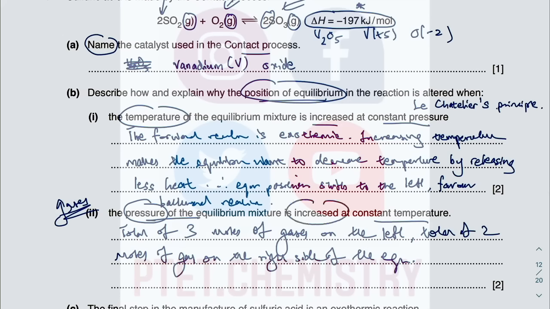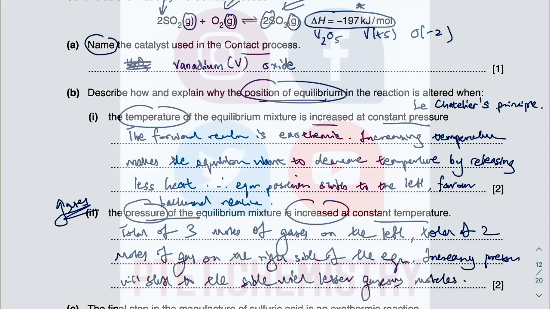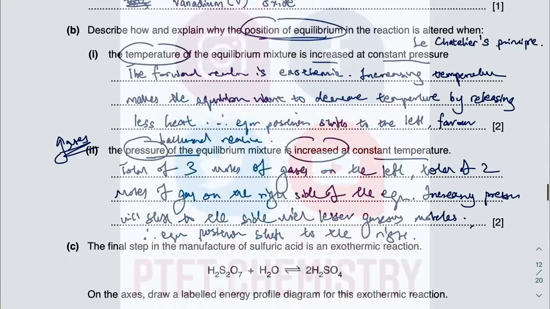When you increase pressure, it will shift to the side with fewer gaseous molecules, because the system wants to decrease the pressure, right? When you increase pressure, this equilibrium wants to reduce the pressure. It will shift to the side with fewer gaseous molecules, which is to the right. Therefore, equilibrium position shifts to the right, meaning to say you favor the forward reaction.